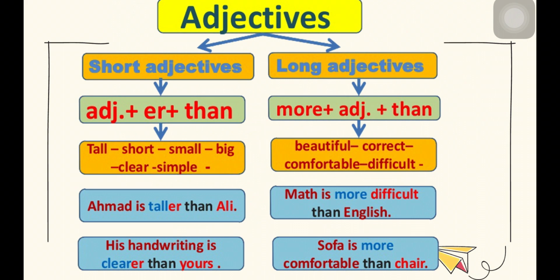Got it? A sofa is more comfortable than a chair. Look at the word comfortable. How many sounds? Comfortable. Okay, four sounds. So when we compare, we have to add more before the adjective, before comfortable, then plus than. Okay, very good, everyone. Hope you guys still remember this.